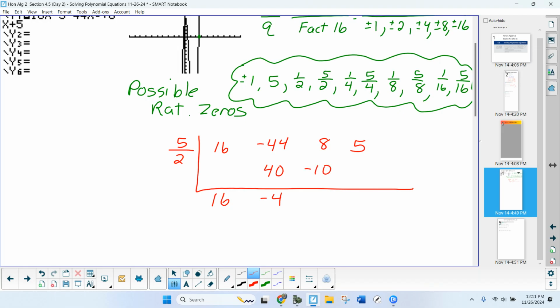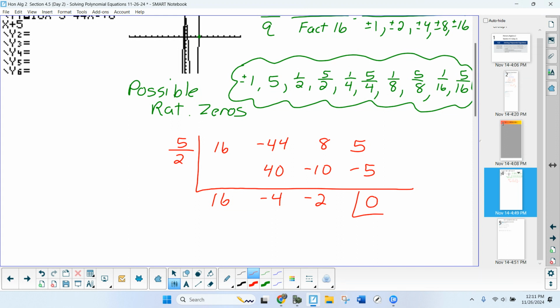Negative 10. Add negative 2. Okay, divide by 2. Negative 1. Multiply by 5. What did we get? 0. Okay, perfect. So is that a rational zero?